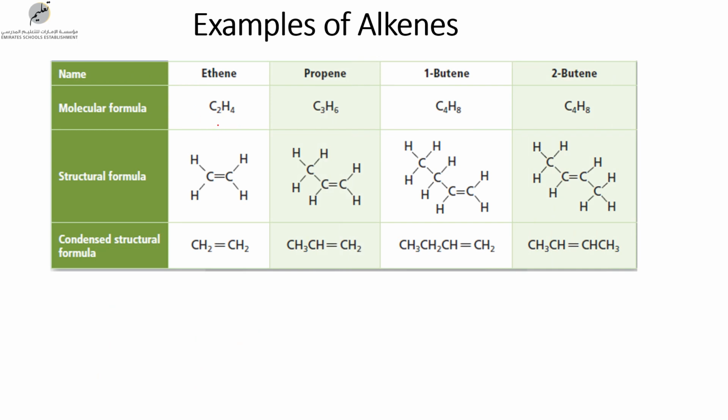Okay, these are some examples of alkenes that you have in your book. These are the molecular formulas. Okay, these are the structural formulas showing the connections, and these are the condensed structural formulas. Okay, so the double bond is between this and this, double bond is between this and this, double bond is between this C and this C, the double bond is between this carbon and this carbon.